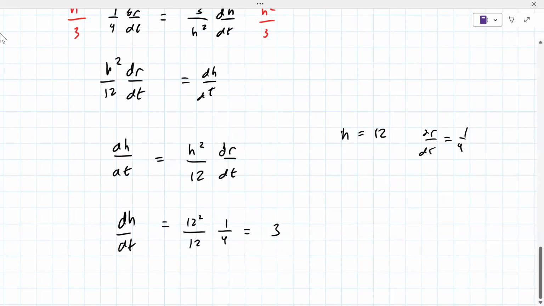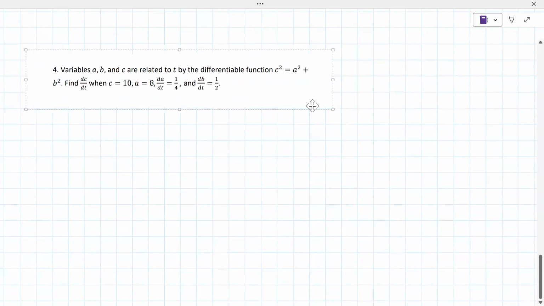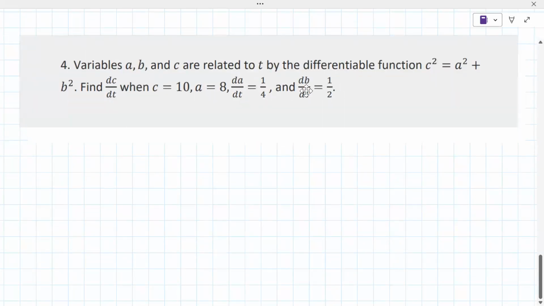Okay, let's do one more of these, where they're a little more challenging, and then we'll move to the word problems here. All right, so see if you can work this all the way through.